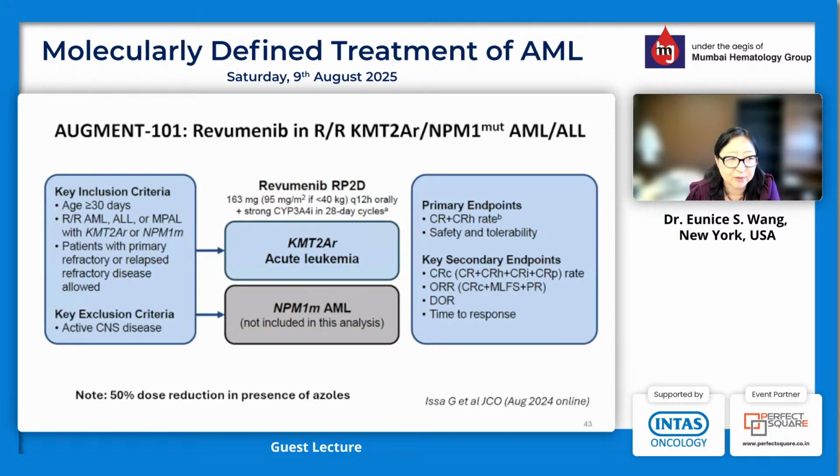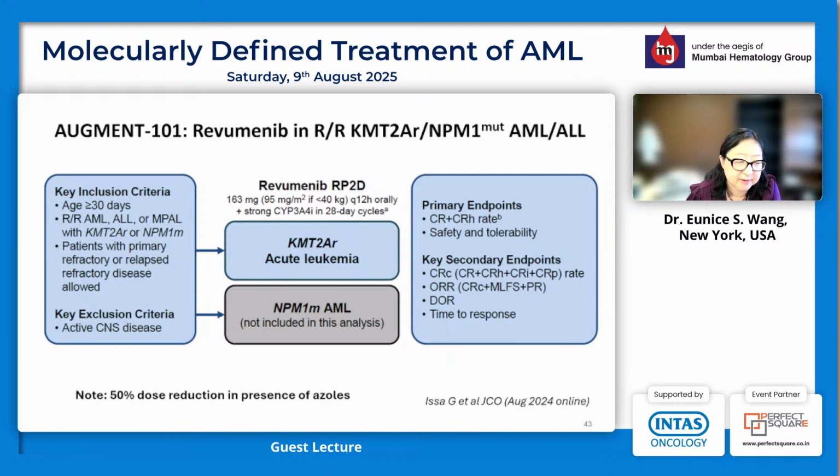So revumenib is the first menin inhibitor which has been approved in the United States for treatment of patients with both KMT rearrangements and NPM1 mutant disease. This was a phase 2 study looking at the efficacy of revumenib at these doses. As you can see here, a couple of things to keep in mind with the use of this agent. Number one, it does interact with CYP3A4 inhibitors, so we have to dose reduce it about 50% in the presence of azoles. There also is a significant interaction with this drug causing QTc prolongation. We'll be discussing that similarly.